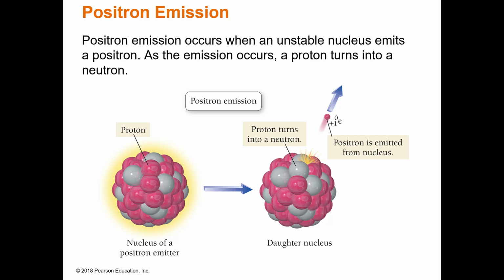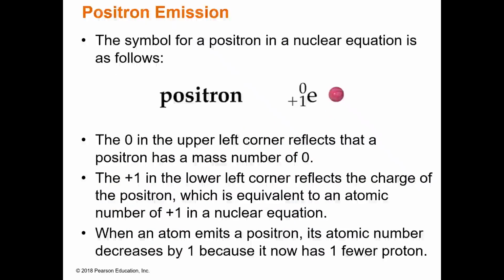So what happens to the atom? It loses a proton, meaning the atomic number decreases by 1, and it becomes a different element. In nuclear equations, a positron is written with a 0 on top and a +1 on the bottom because it has almost no mass but a positive charge.